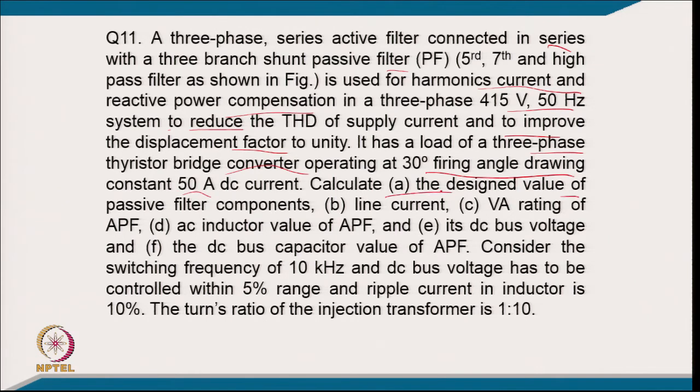Calculate A, the design value of the passive shunt filter component, B, line current, C, VA rating of series active filter, D, AC inductor value of active filter, E, the DC link voltage of series active filter, and F, the DC bus capacitor value of APF. Consider the switching frequency of 10 kHz, the DC link voltage to be controlled within 5% of the range, ripple current in the inductor of 10%, and a turns ratio of injection transformer of 1 to 10.